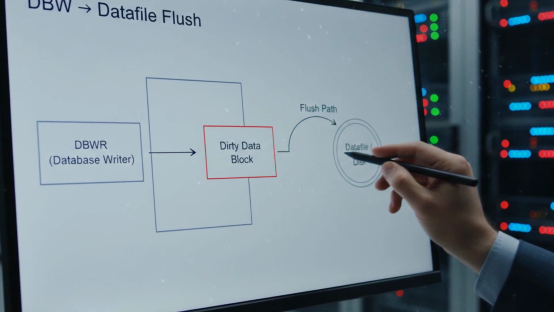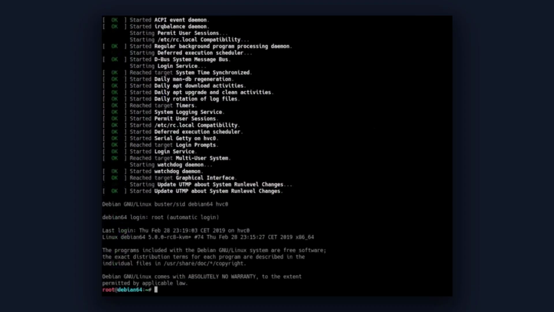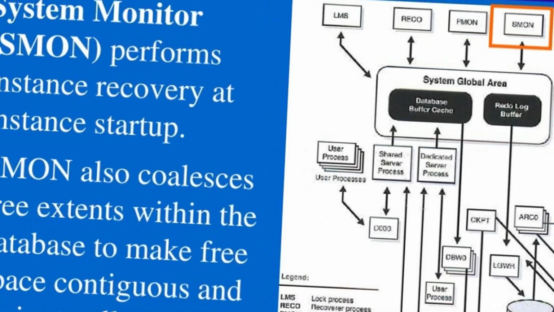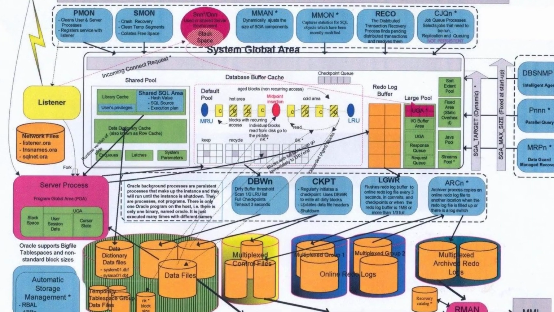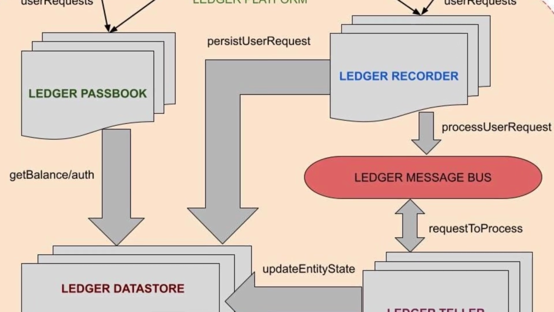DBWN later flushes the data block to the data file. And if a crash occurs first, SMON recovers the change using redo logs. Each process links memory edits to durable storage, preserving a consistent view of the data.